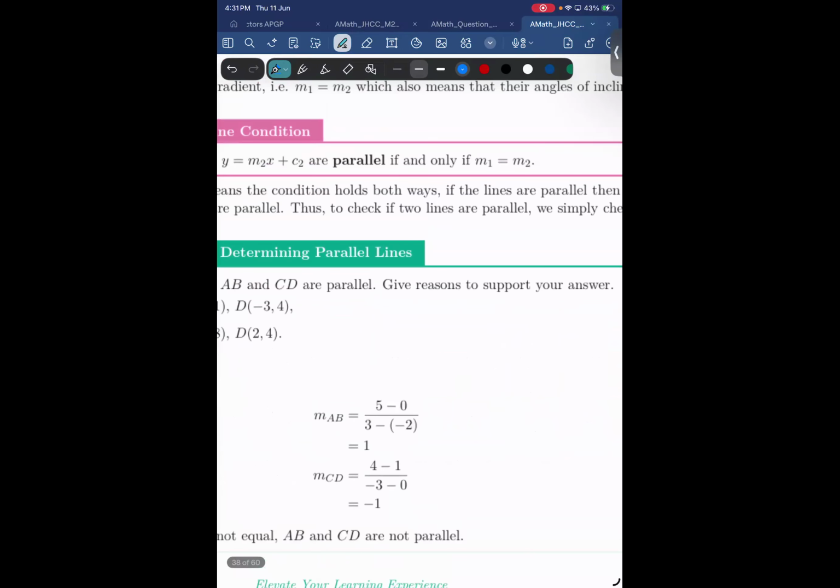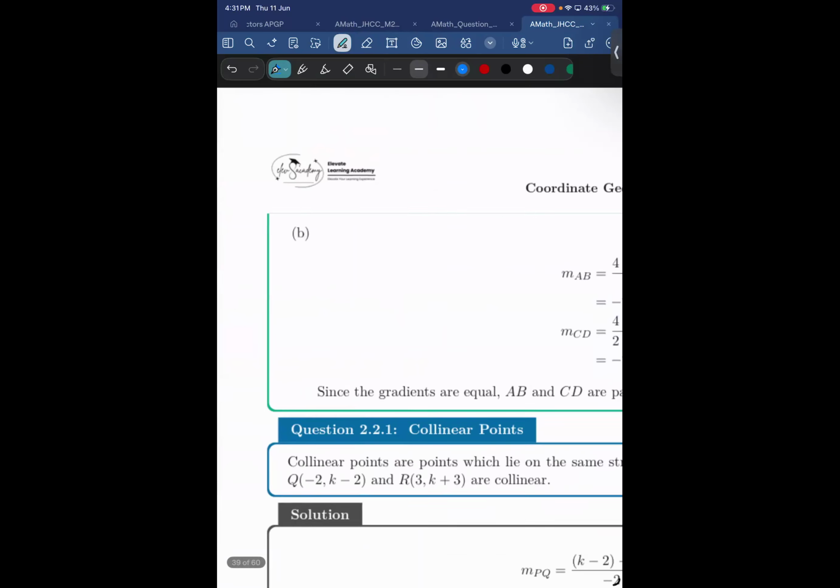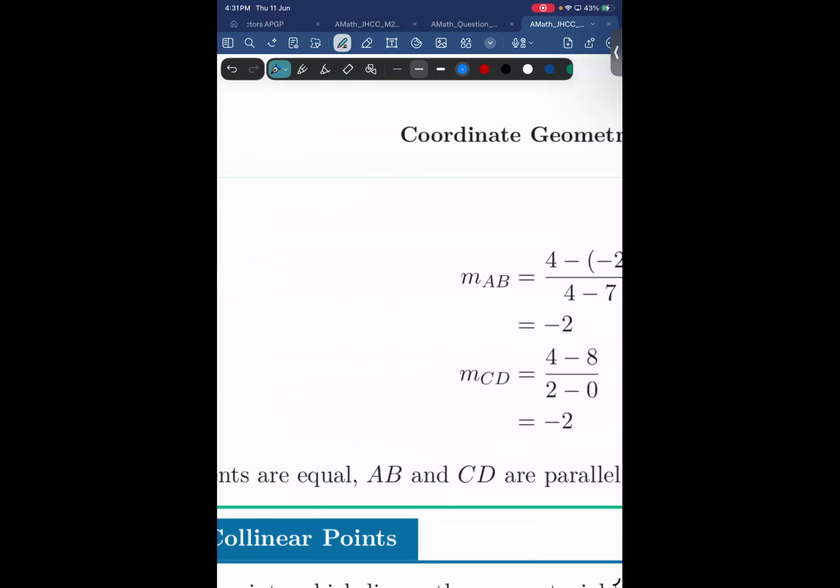Then for part B, the gradients are -2 and -2, so that's good. Then they are parallel.